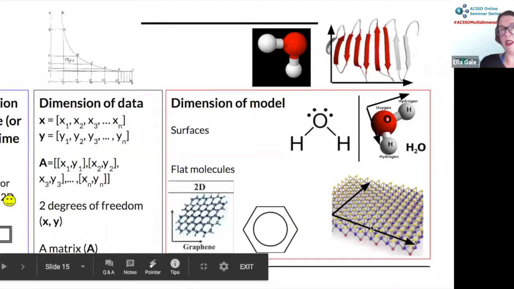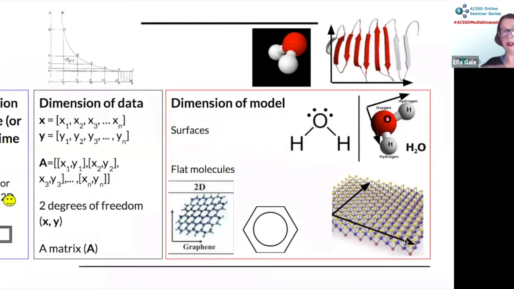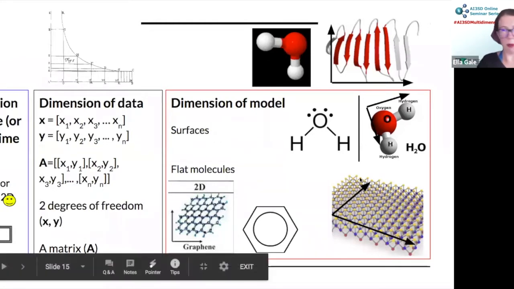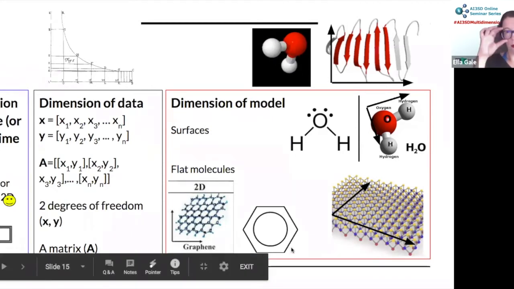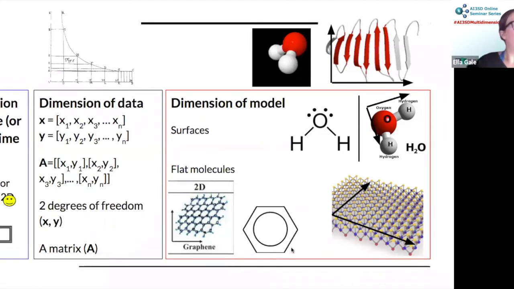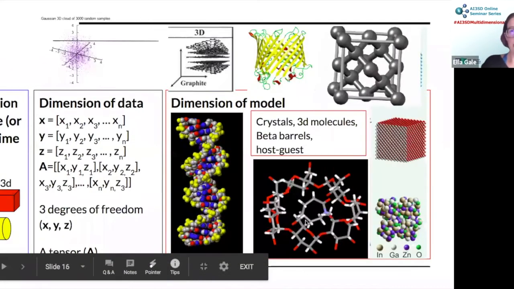Generally, if you're modeling surface chemistry, it depends, you may just treat it as what's happening on the surface rather than above it. Here we have a beta sheet, which can be modeled as a more or less flat thing. And benzene, for example, is a flat molecule. So if you're working in the 2D world, then you're thinking of things as flat. And finally, 3D.